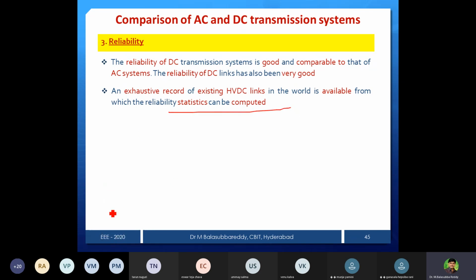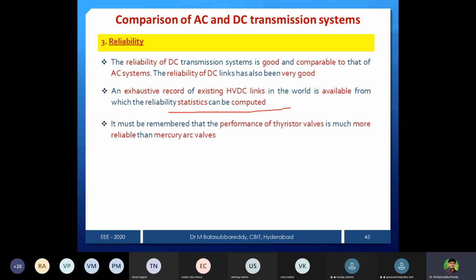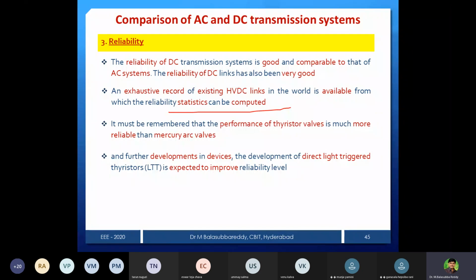In what way is a DC transmission system more reliable? That is what I mention in the upcoming slides. Remember that the performance of the thyristor valve is much more reliable than the mercury arc valve. As we know, in the olden days, before the advent of power electronics, power semiconductor devices used were mercury arc valves. That is the reason the thyristor valves are much more reliable, so in performance DC transmission is more reliable.